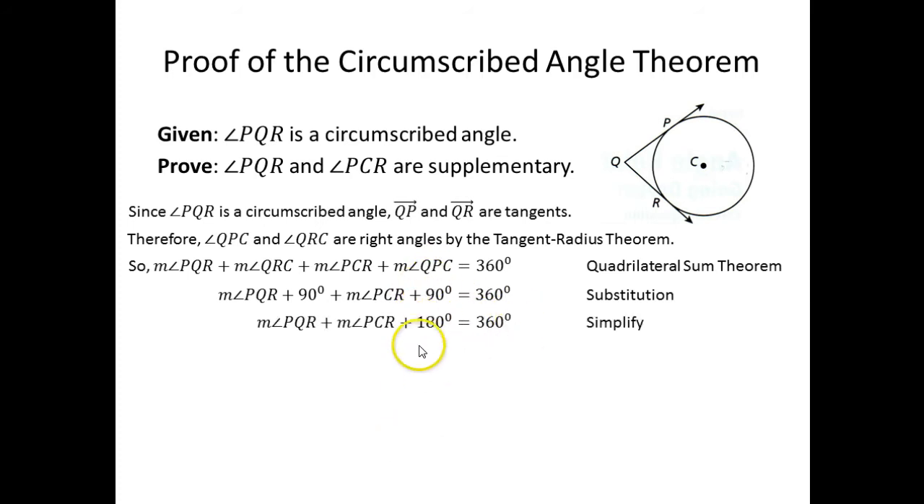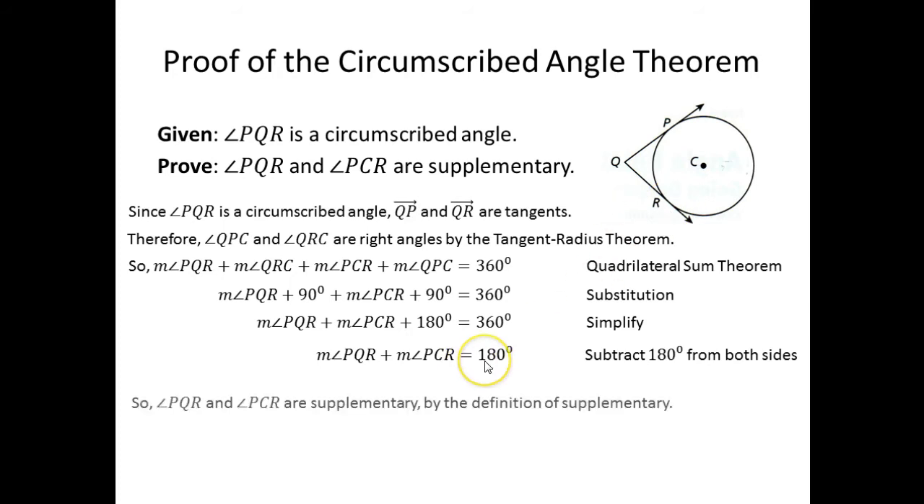And if I simplify, I get the following result. And if I simplify further by subtracting 180 from both sides, I get the following result, which basically says that the measure of angle PQR and the measure of angle PCR add up to 180 degrees. Therefore, by definition, angles PQR and PCR are supplementary.